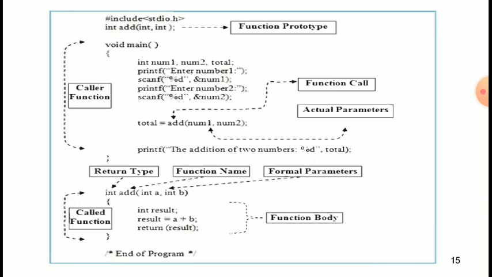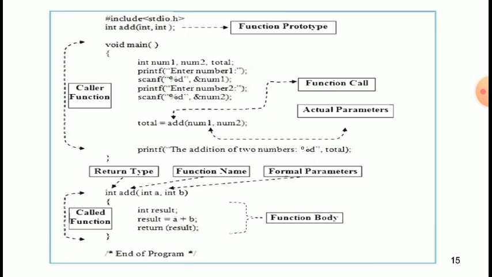So that is the understanding of the components of C functions. Int add with brackets and int, that is the function prototype. Void main, starting curly brackets, int number1, number2 and then total. Printf enter number 1, scanf %d and &number1. Printf enter number 2 and scanf %d and &number2.